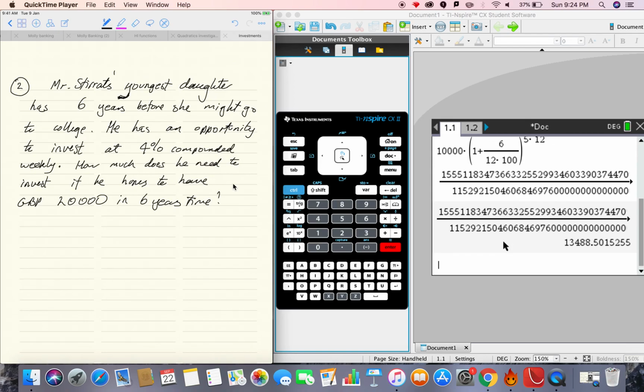Financial maths here. And again, if you didn't know what this was, you'd have to read through it and think about, well, what type of maths is it? So let's read it through together and highlight the main pieces.